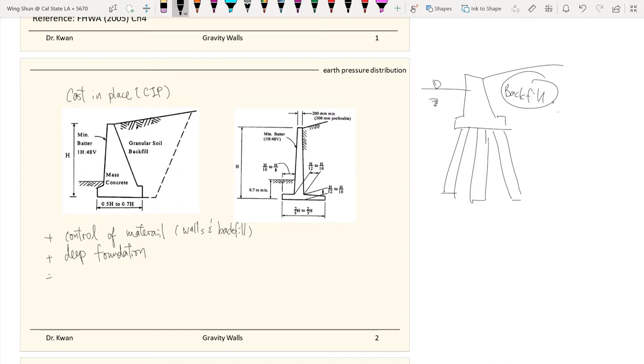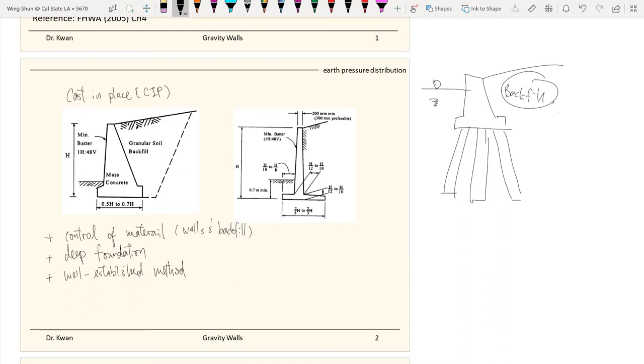And last but not least, engineers have many years of experience, especially from the old days, on gravity wall design. So it's a very well established design procedure, and also has well established construction specifications. It's a very well established method with a lot of experience from the geotech side.